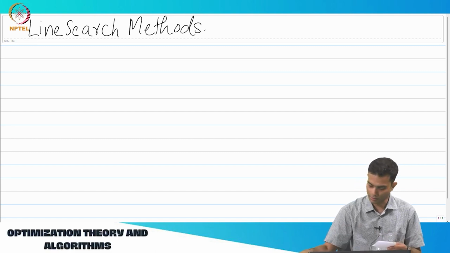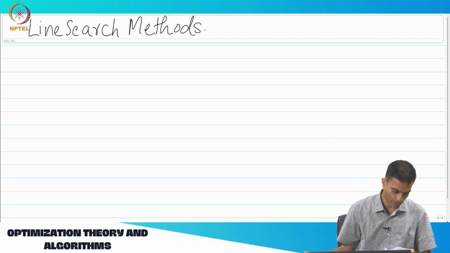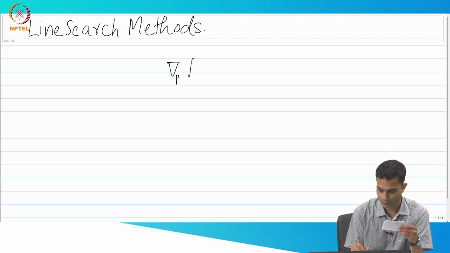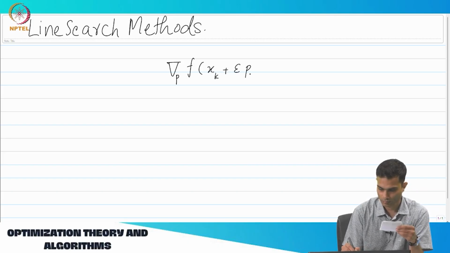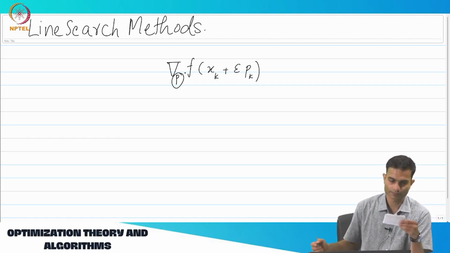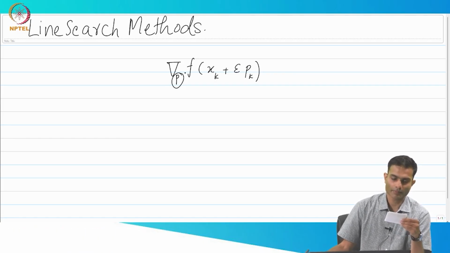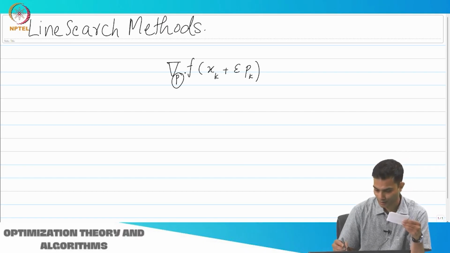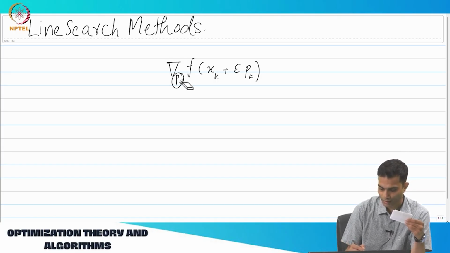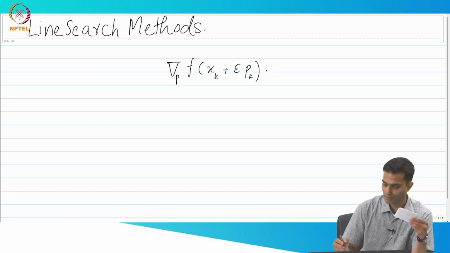Okay, so the question is, let me write down the expression. This has caused some amount of confusion. So the question is that this P over here, is it any arbitrary direction or is it pk? Okay, so there is a little bit of confusion and I am partly to blame for it. So technically what I should have written is this.